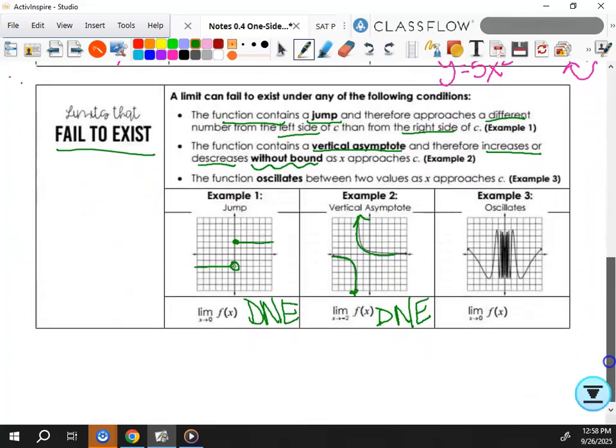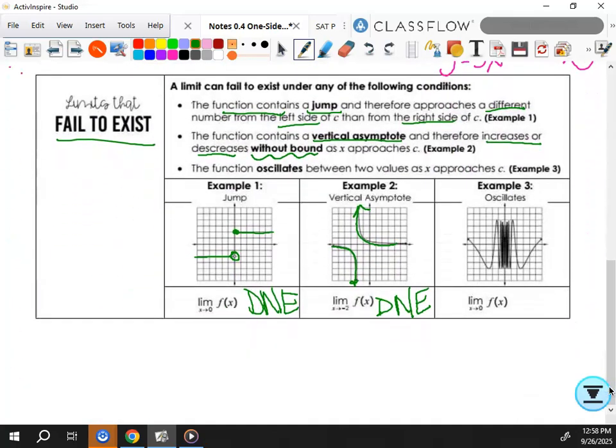All right, and then our last one is when it oscillates. Now, oscillating in general is just going back and forth like this. It's kind of like a sound wave. But if you notice here, it's going back and forth, but then it gets real crazy and real crammed together. So it's jumping back and forth so quickly as we're approaching 0 that you can't nail down what the limit is. And so this one does not exist. This particular one won't come up that often for us. These two will, but again, it's really just we're approaching different things, and then it doesn't work. Okay? We good so far?